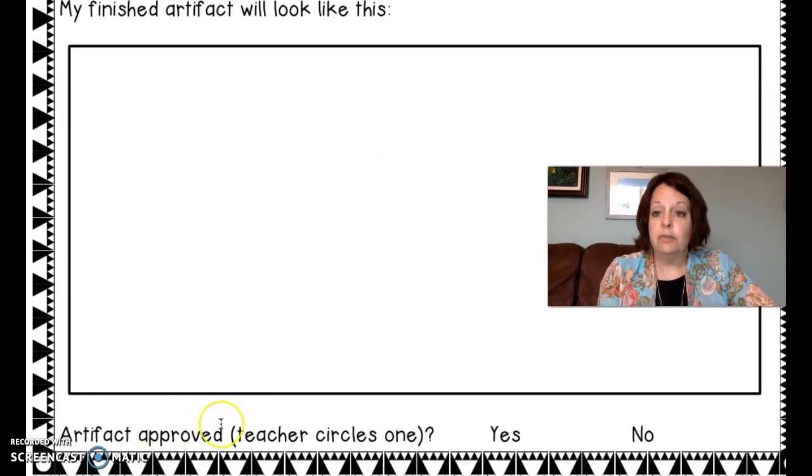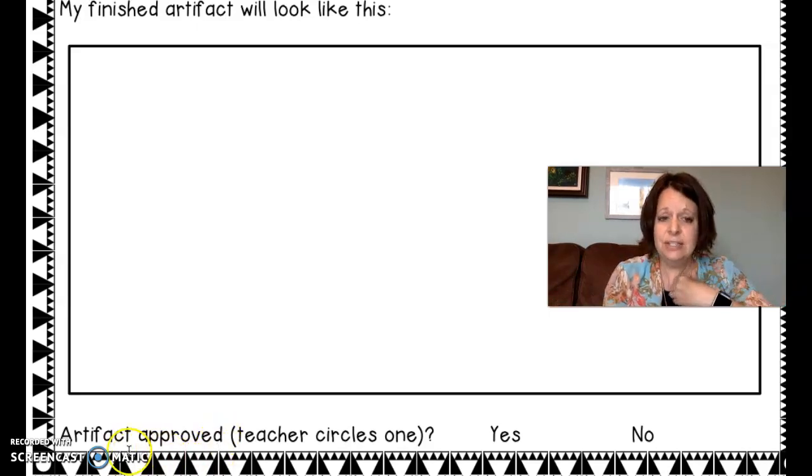Now, artifact approved. Again, this is because when we had school and the kids were in school, we'd have to approve the artifact to make sure that it was school appropriate or the materials were appropriate and things like that. So this time, this artifact needs to be approved by a parent or guardian, because the parent or guardian needs to approve your materials that are used. Okay, so this just means artifact approved, and the teacher is not going to circle one. It's going to be a parent or guardian at your house that will circle whether or not you can use these materials.